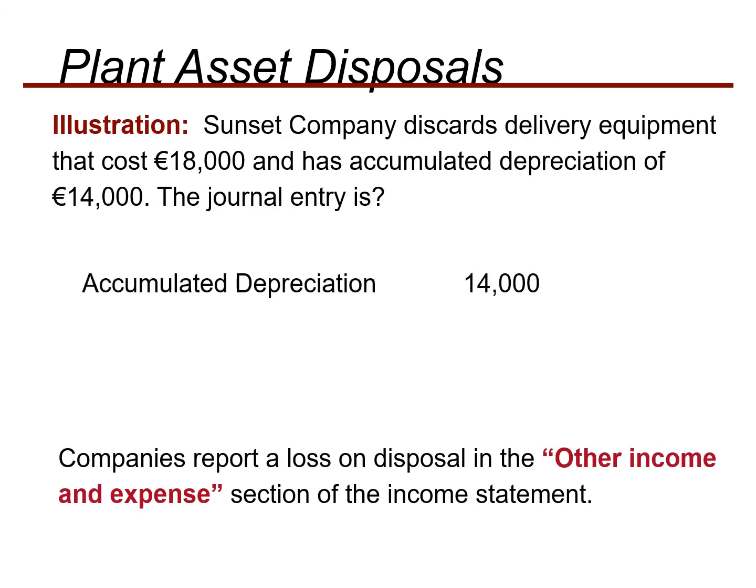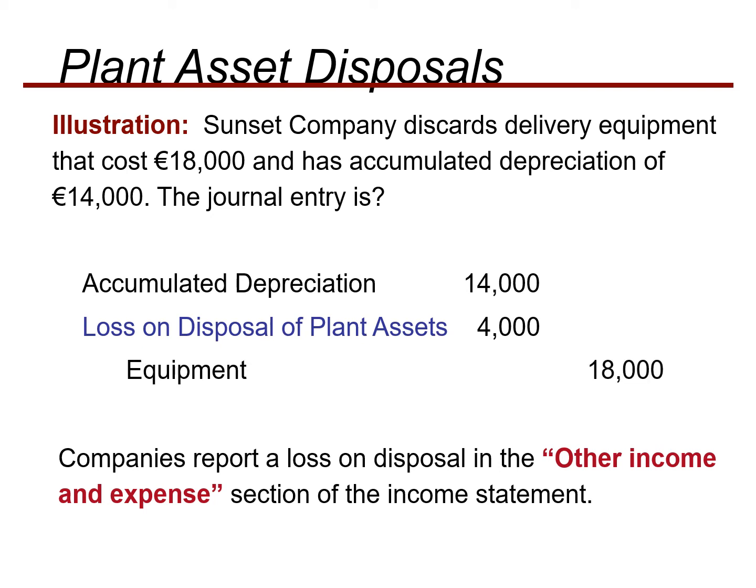But in the second case, Sunset Company discards delivery equipment that cost 18,000 and has accumulated depreciation of 14,000. So the journal entry would be accumulated depreciation 14,000 and the cost of the equipment 18,000. In this case, there would be a loss on the disposal of plant assets, because the accumulated depreciation recorded was less than its cost. Therefore 4,000 would be the loss on the disposal of plant assets. Companies report a loss on disposal in the other income and expenses section of the income statement.